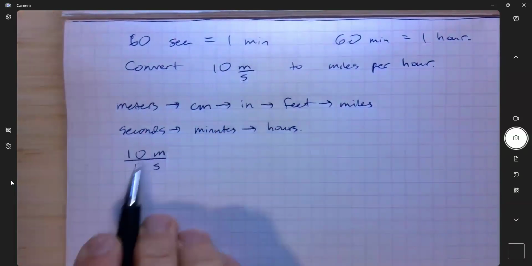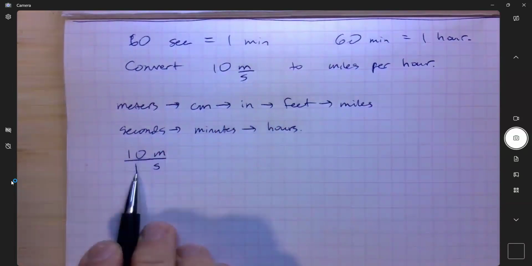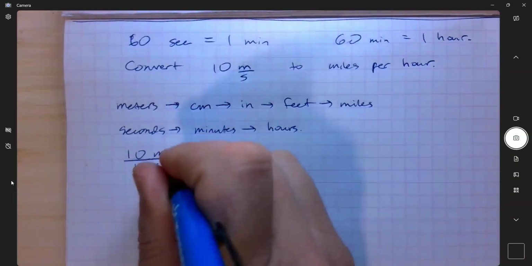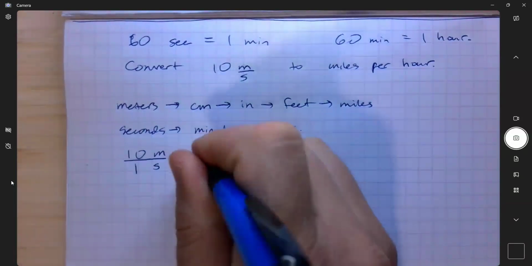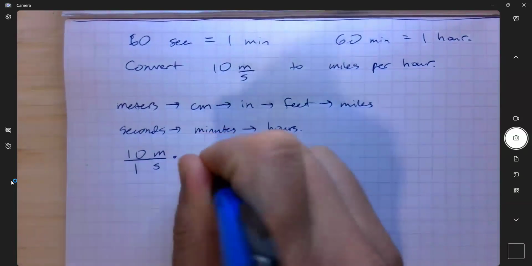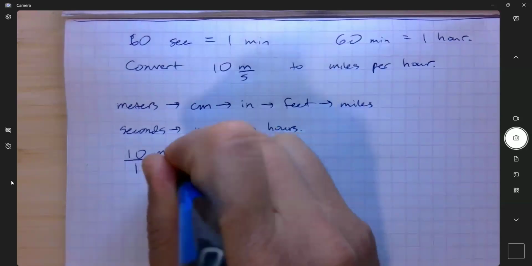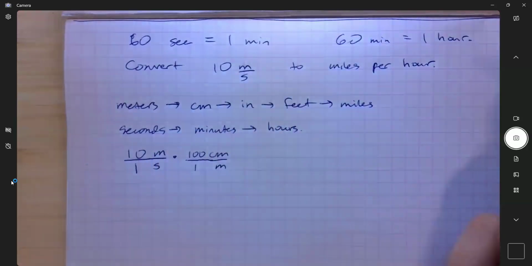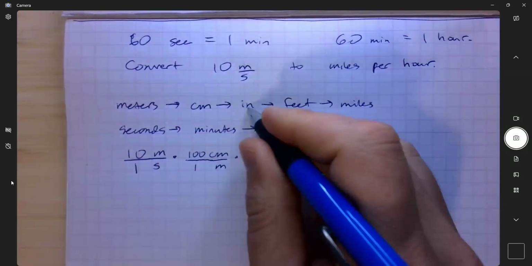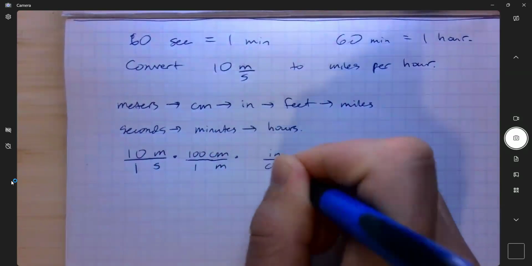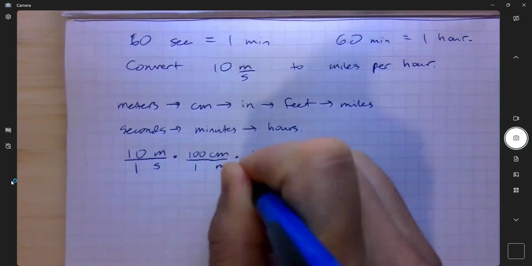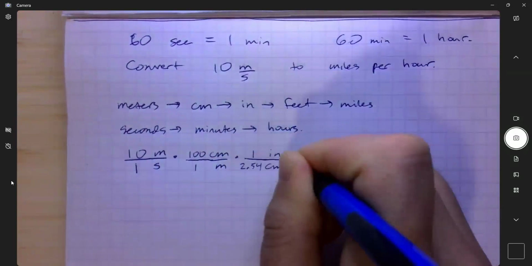I'm going to add one little piece of information that's going to help me: 10 meters per second is 10 meters in 1 second. So I'm actually going to write that 1 in front of the seconds. And now I'm going to convert meters to centimeters. So I want centimeters here and meters there, and there are 100 centimeters in 1 meter. And I'm going to convert centimeters to inches. And there's 1 inch in 2.54 centimeters.